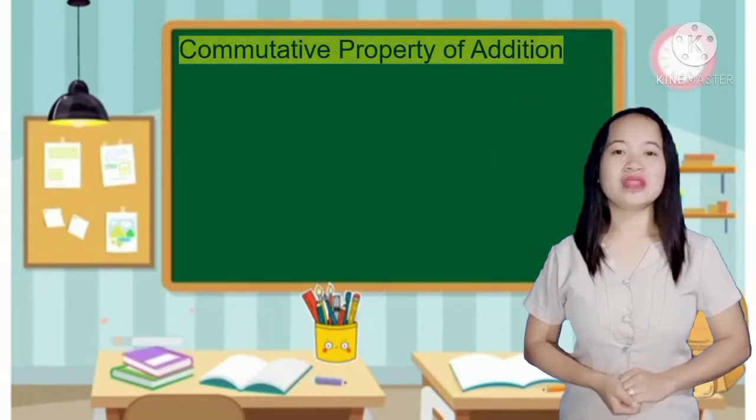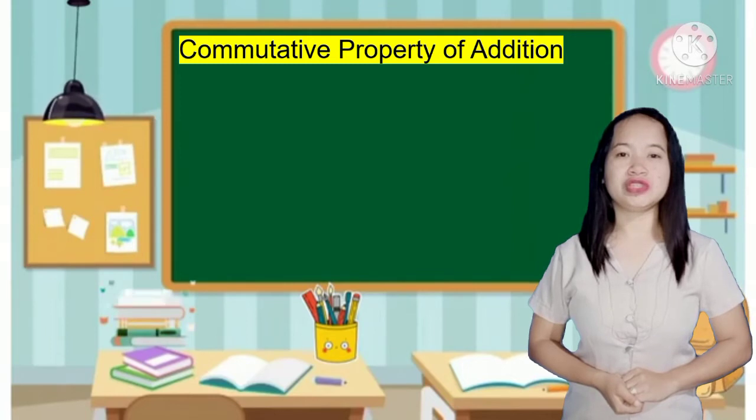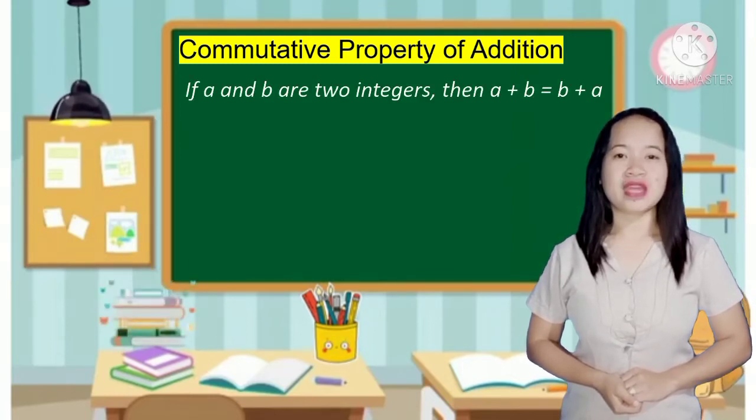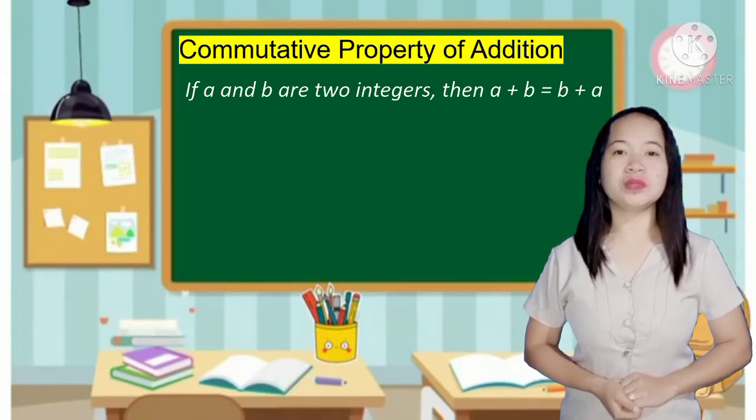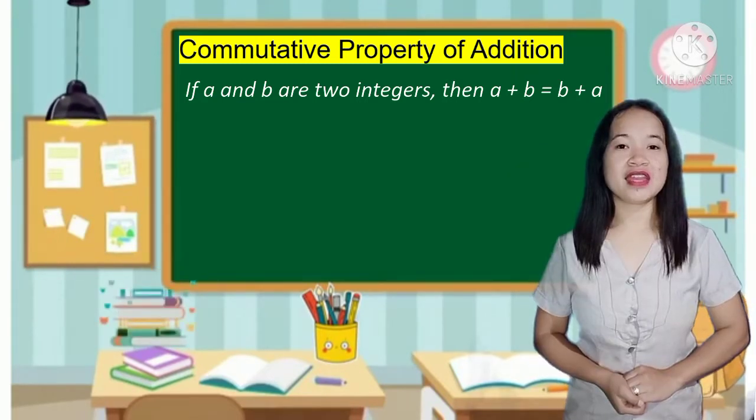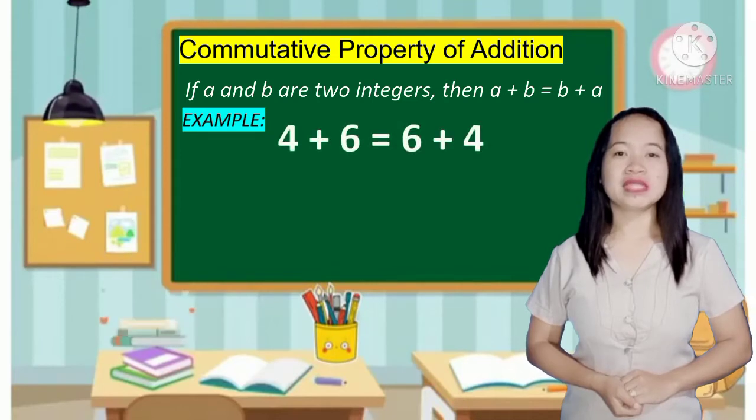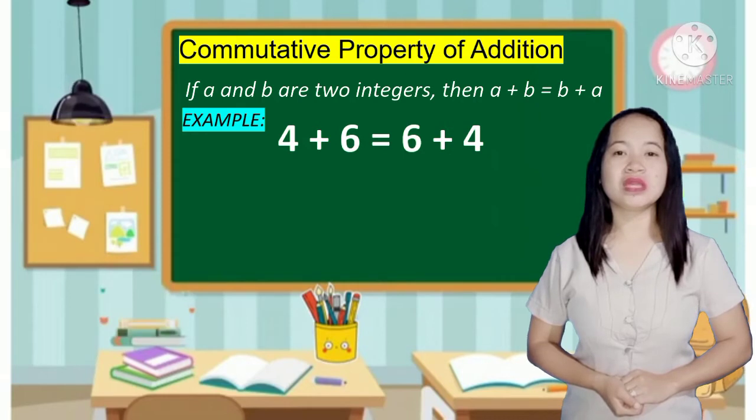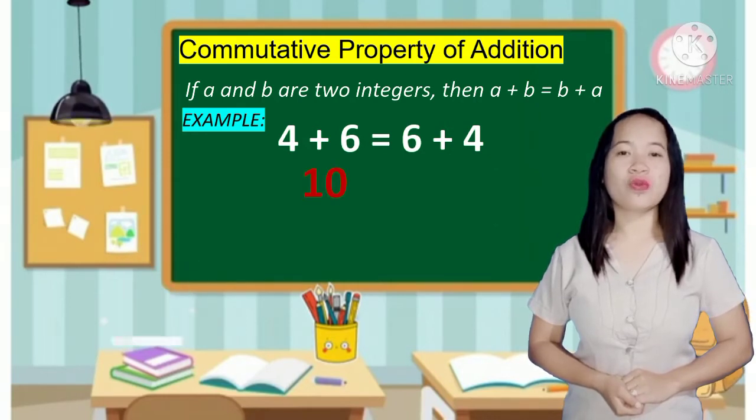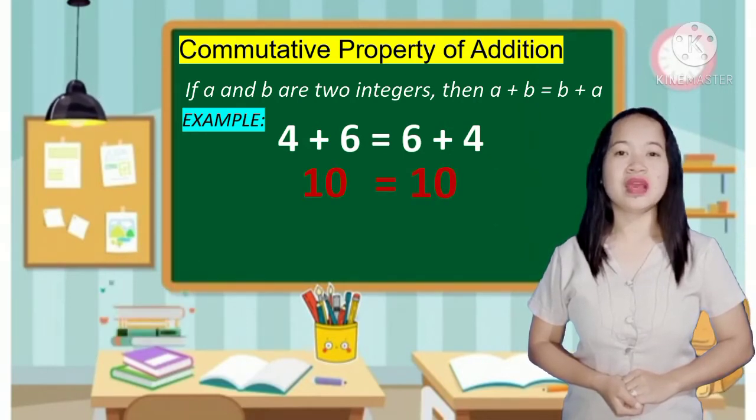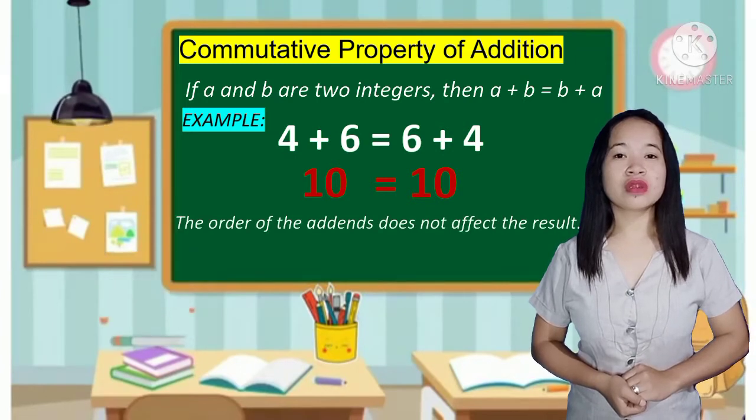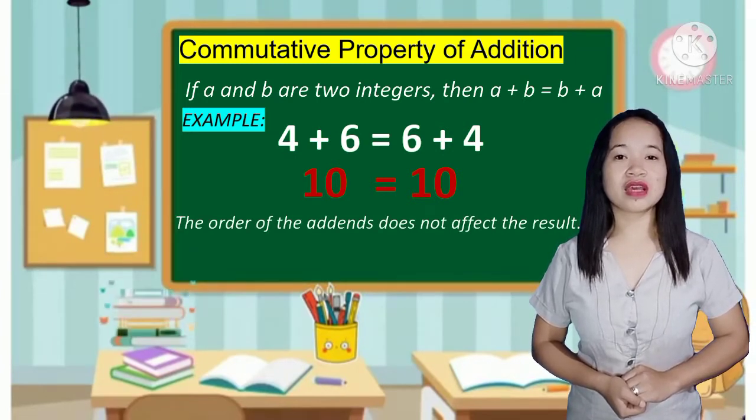Now let's have the commutative property of addition. If A and B are two integers, then A plus B is equal to B plus A. Let's have an example. 4 plus 6 is equal to 6 plus 4. 4 plus 6 is equal to 10, while 6 plus 4 is equal to 10 as well. Therefore, both of them have the sum of 10. Thus, we can say that the order of the addends does not affect the result.